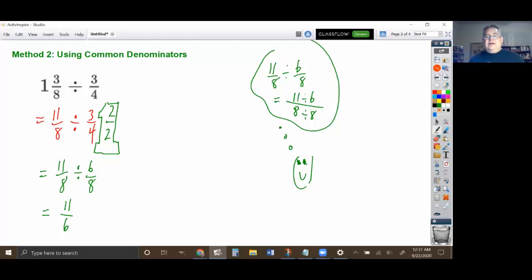So 8 divided by 8, that's 1. 11 divided by 6 is 11/6 because we talked about that earlier. And so we know that this is equal to 11/6. So if I want to make this into a mixed number, I could take 6 into 11, which is going to be equal to 1 whole with 5/6 remaining. 1 and 5/6.